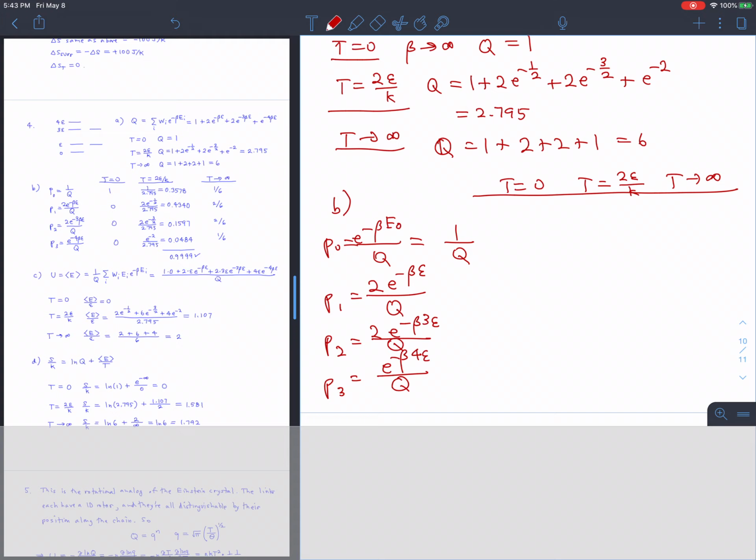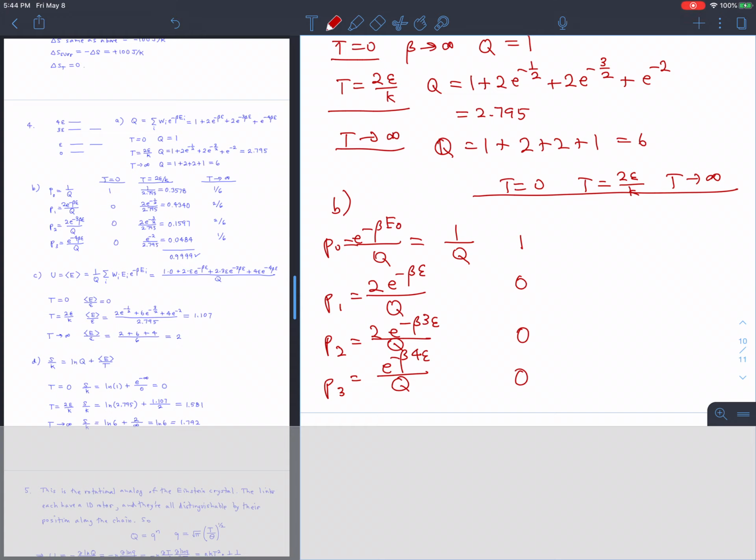All right. At T equals 0, q goes to 1, so the probability for p0 is 1. All these other guys go to 0, and so it's 1, 0, 0, 0 for T equals 0 for all the probabilities. Everything's frozen to the ground state as usual.